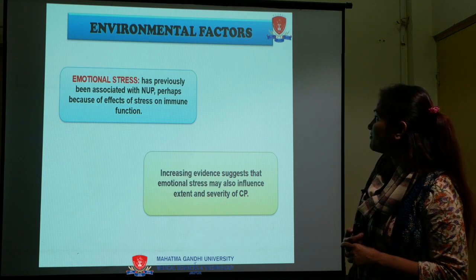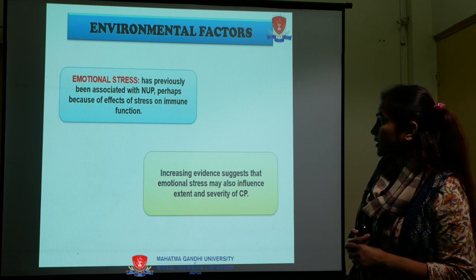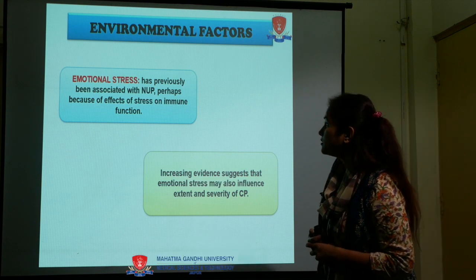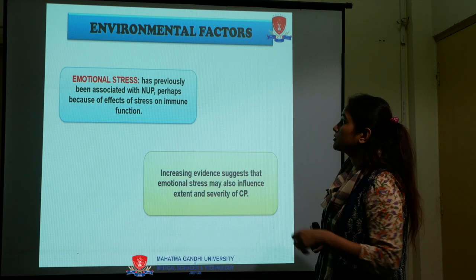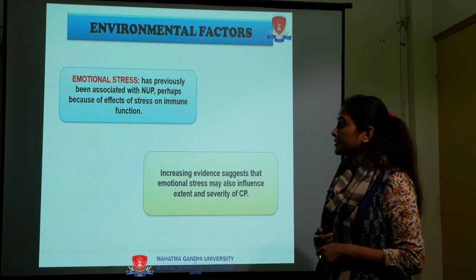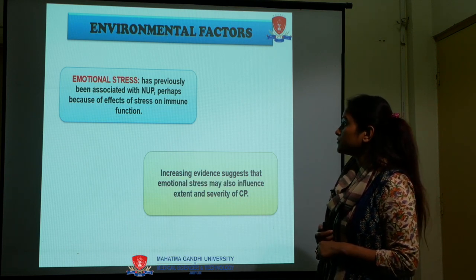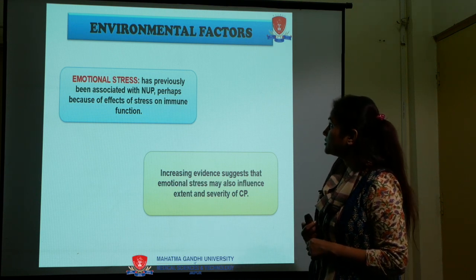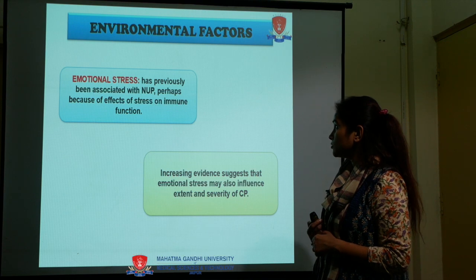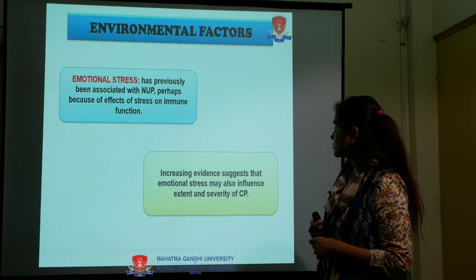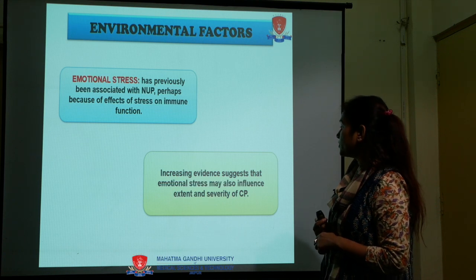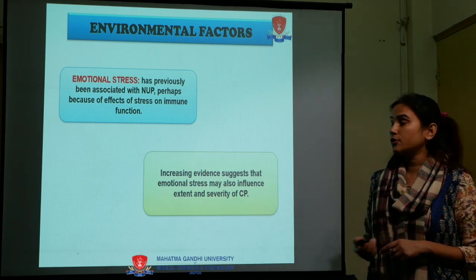After systemic factors come environmental factors like emotional stress. Emotional stress has previously been associated with necrotizing ulcerative periodontitis, perhaps because of the effects of stress on immune function. There are changes in cortisol level in stress, so there is a correlation. Increasing evidence suggests that emotional stress may also influence the extent and severity of chronic periodontitis.